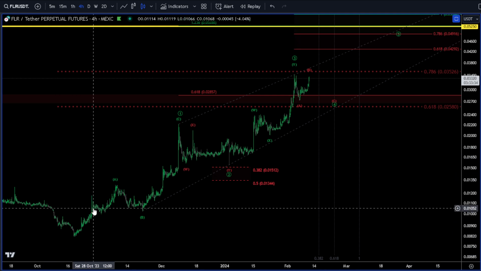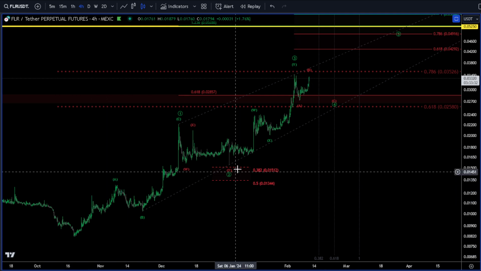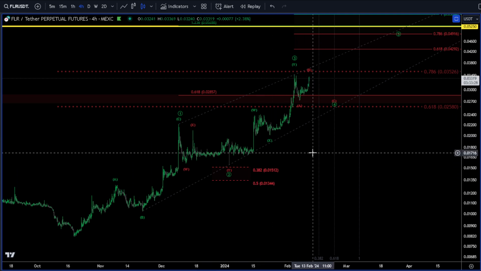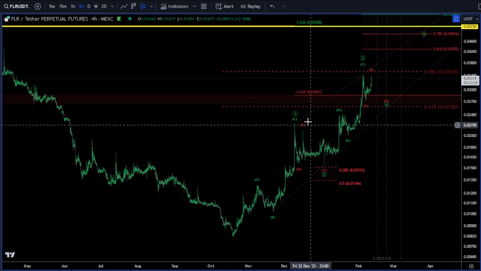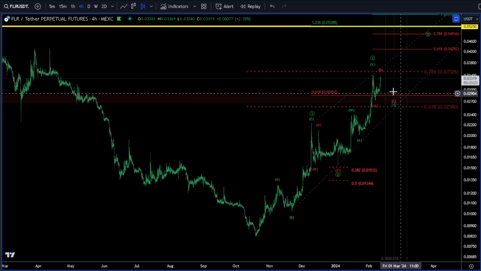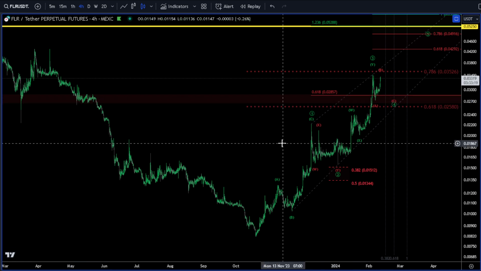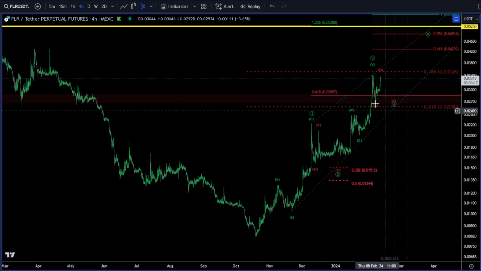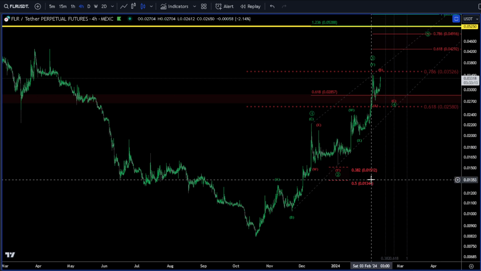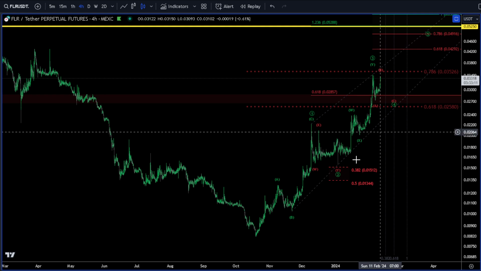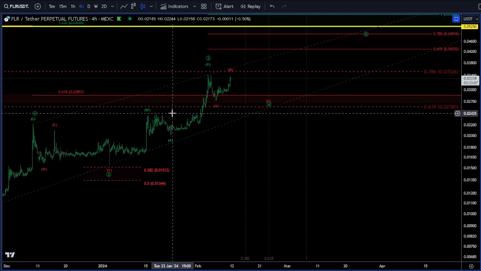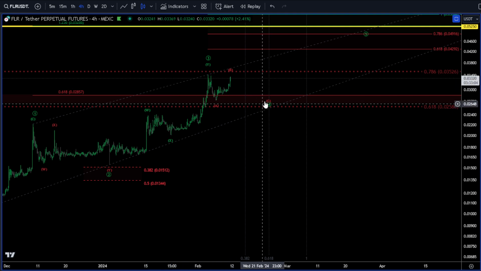Now, we had complex structures to the upside in 3 waves, came to exact areas for targets we'd expect. And now we would like to see this correction for our fourth wave hold above this previous order block as support. Now it can spike through quickly over a short time frame and make a V bottom, as long as it recovers that order block very quickly.